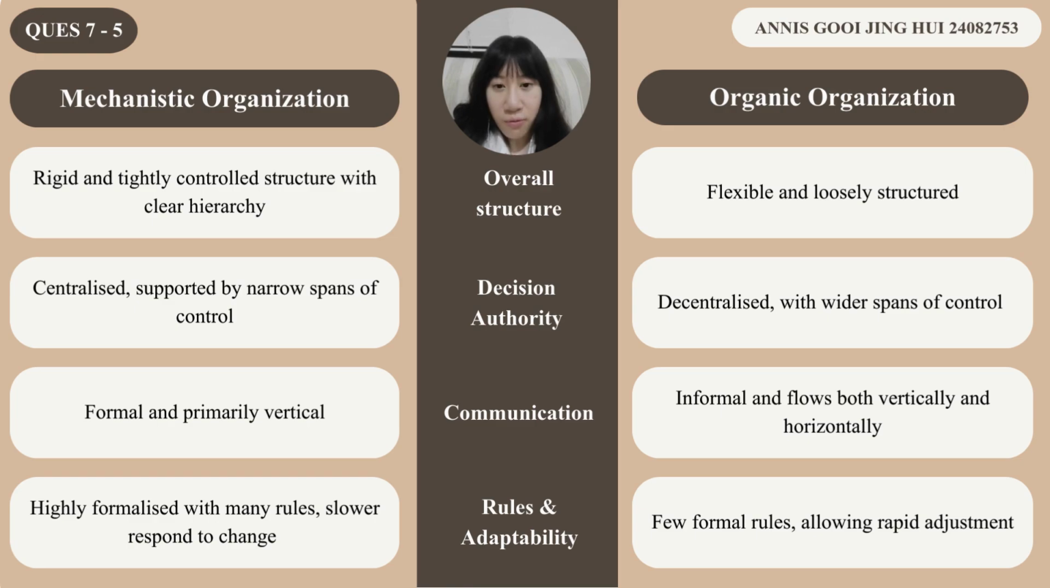Finally, in terms of rules and adaptability, mechanistic organizations are highly formalized with many rules and procedures. This makes them suitable for stable environments, but slower to respond to change. Conversely, organic organizations operate with fewer formal rules, enabling faster adaptation and making them more suitable for dynamic and rapidly changing environments. And that is it for the comparison between mechanistic organization and organic organization.